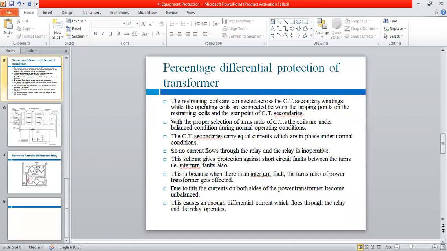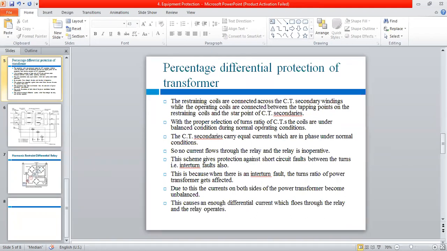With proper selection of the turns ratio of the CTs, the coils are in balanced condition. Means, if we consider the proper turns ratio, then the current will be normal. That is your normal operating condition. But when any fault occurs, the current in the primary is different from the secondary. The CT secondaries carry equal currents which are in phase under normal conditions.